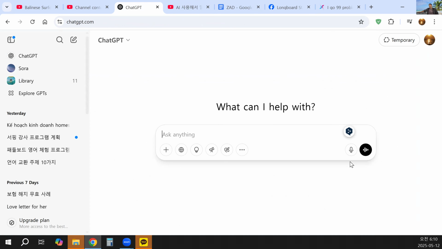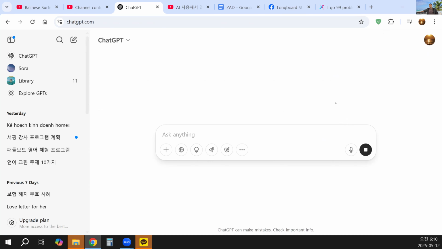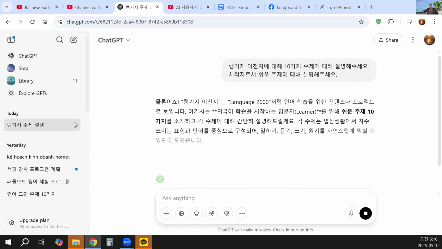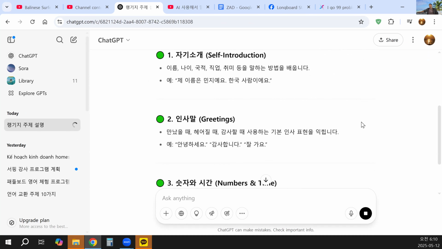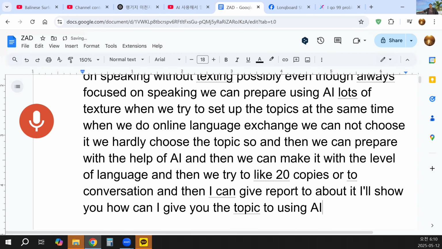This is AI. I use it with my voice. Give me 10 topics for language exchange for the conversation, easy topics for beginner level. And then I get a prompt, and it's translated directly into Korean, but it doesn't matter. And then it gives me 10 topics: self-introduction, greeting, numbers and time, family. So we can talk about these topics. Now, back to my code.